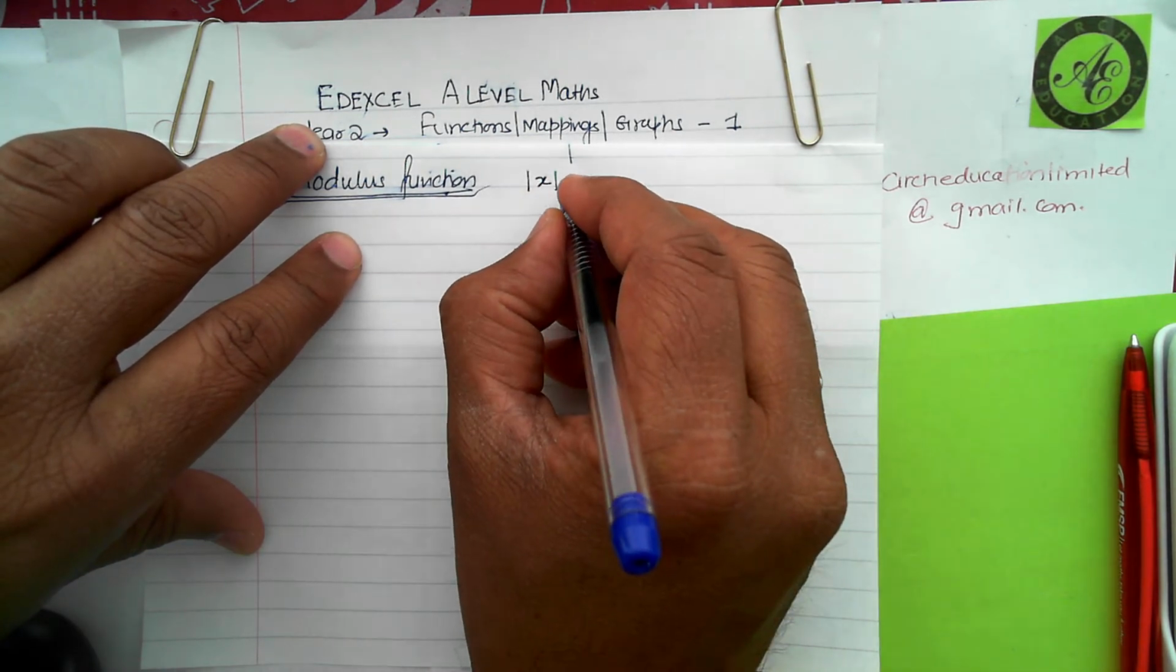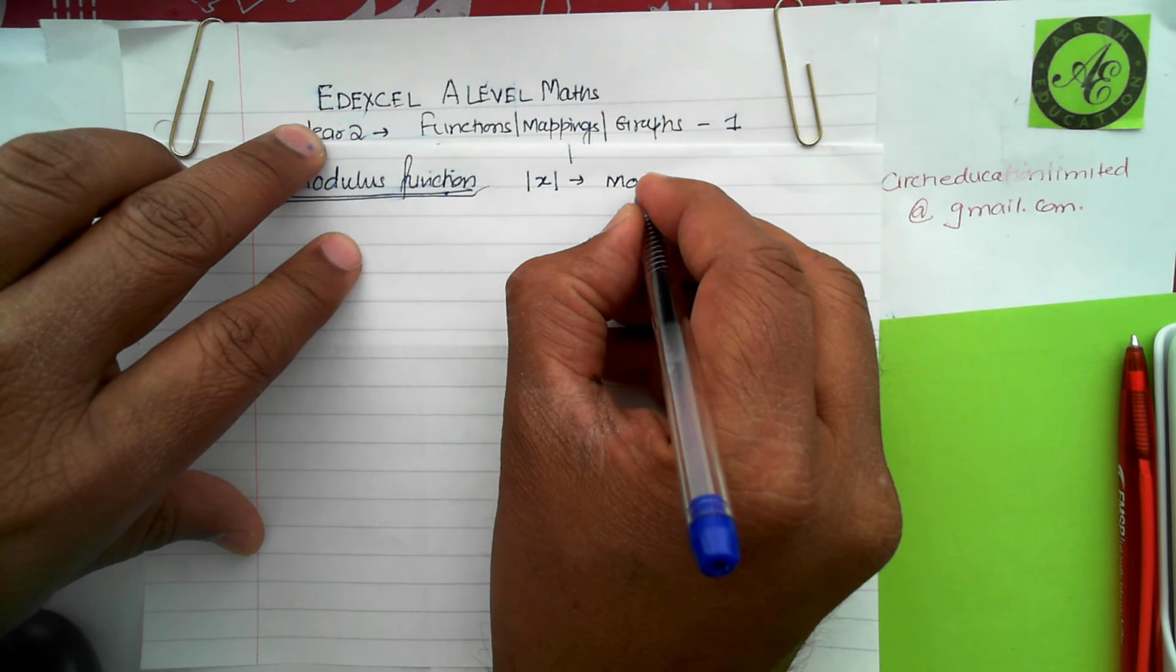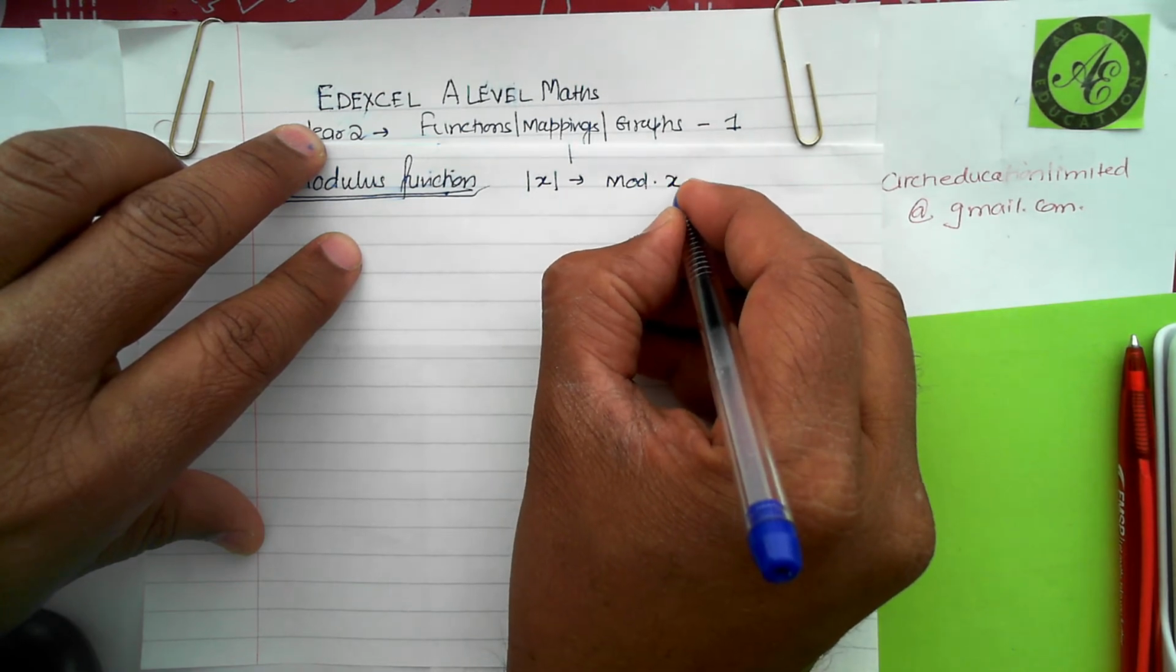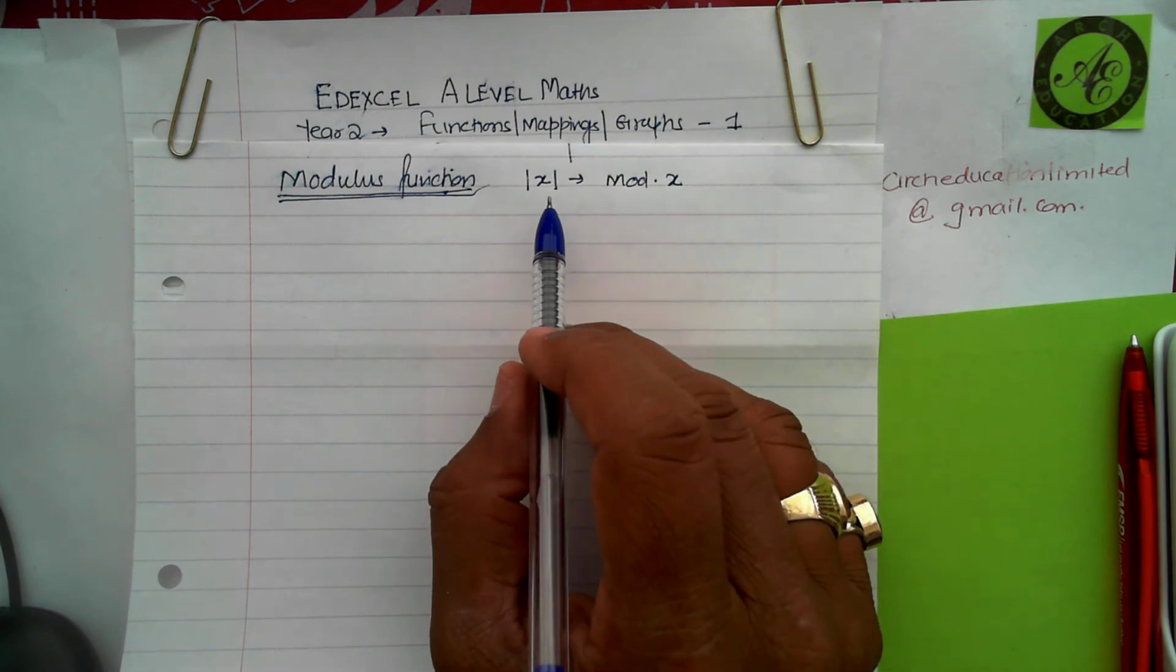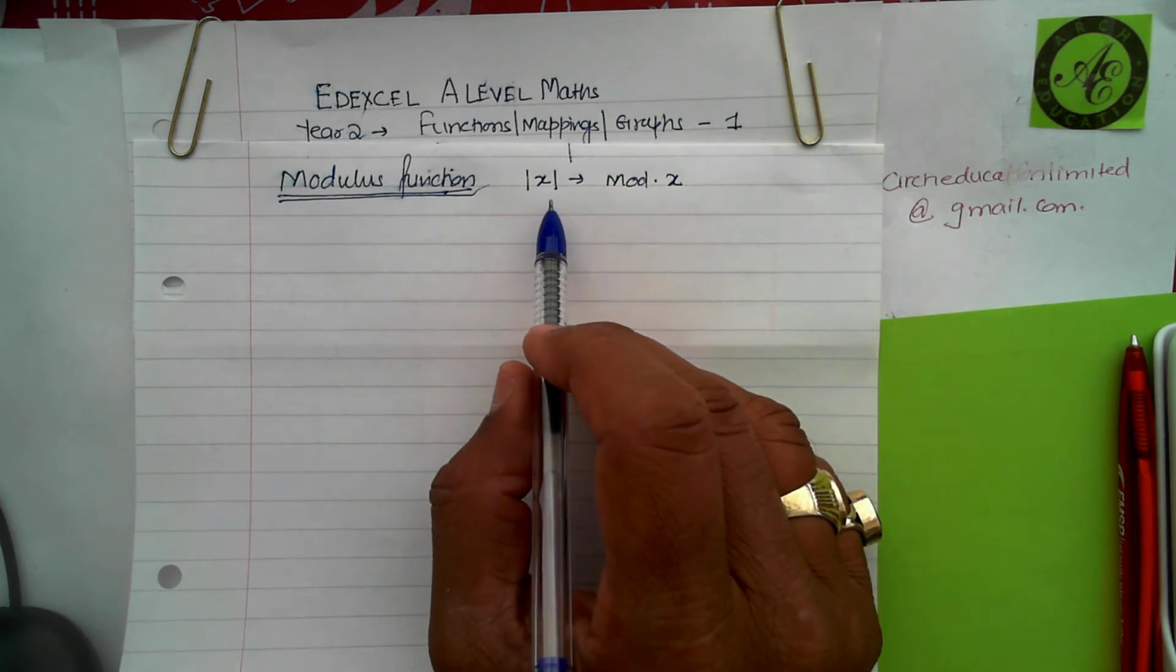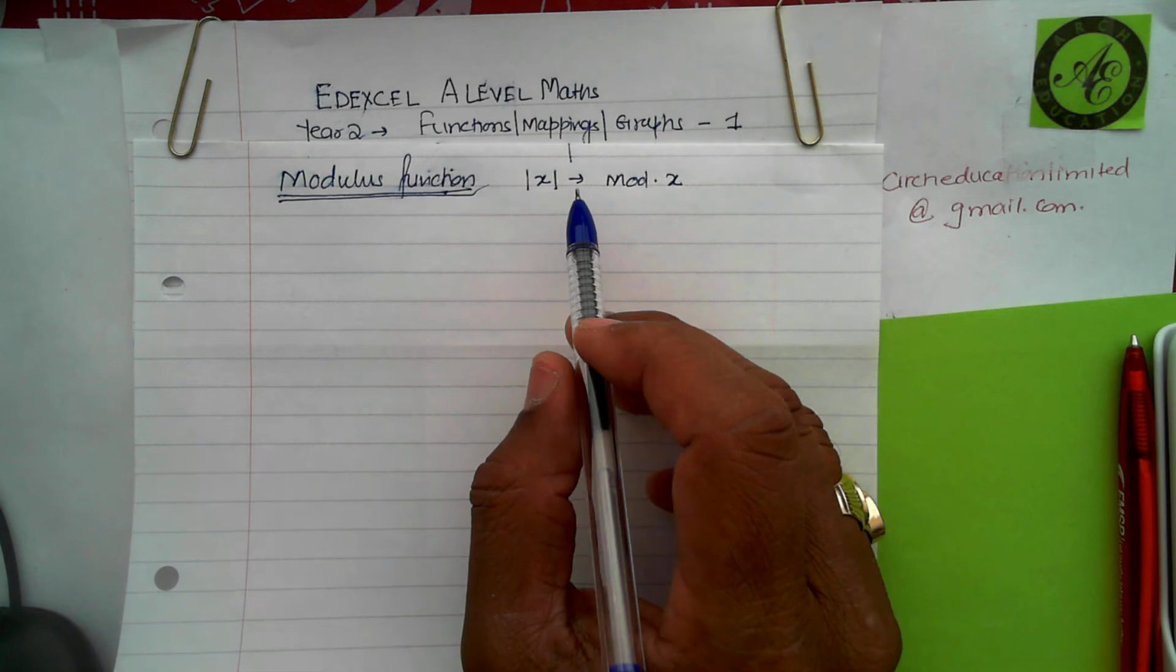This is the notation, and in short it's called mod x. Guys, where have you seen this in your first year's maths? In mechanics, in vectors a little bit, and it's called magnitude.